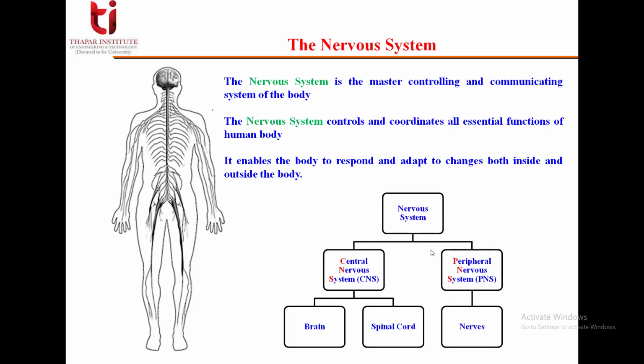You can see in this block diagram that nervous system can be classified as central nervous system and the peripheral nervous system. Further, the central nervous system comprises of the brain and the spinal cord. You can see in this figure, it is locating the brain and the spinal cord. Then, the peripheral nervous system constitutes different nerves.